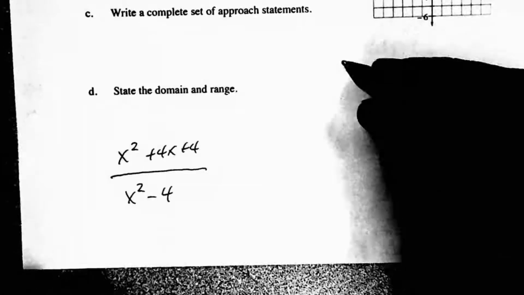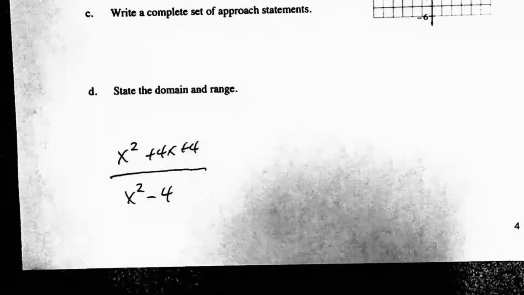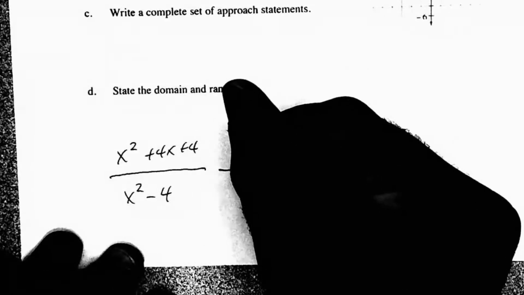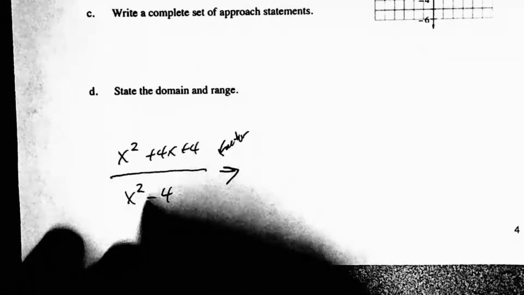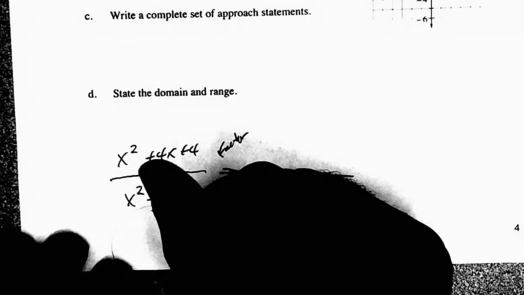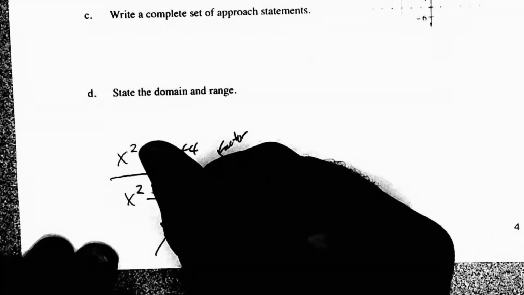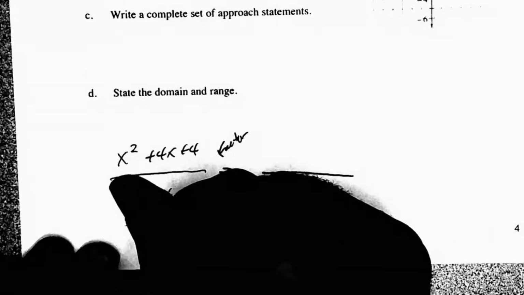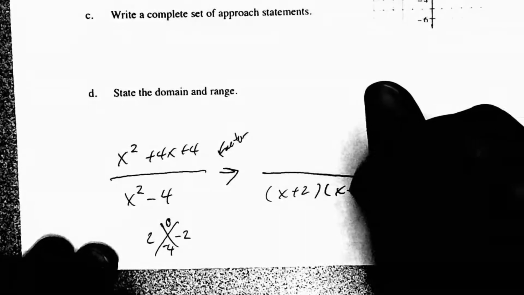Your first step, whenever you come across a rational function and you're asked to find asymptotes or holes, is to factor if possible. So this is what we're going to do. If we look at x squared minus 4, this is a special one called the difference of squares. You want two numbers that add to get 0 and multiply to get negative 4. There's a 2 and negative 2. So we have x plus 2, x minus 2.